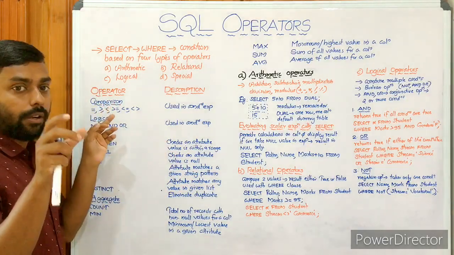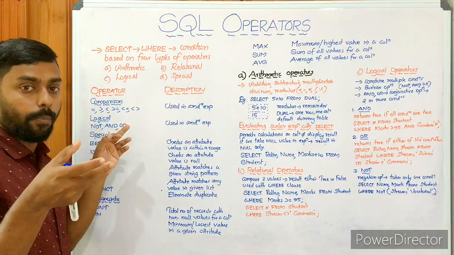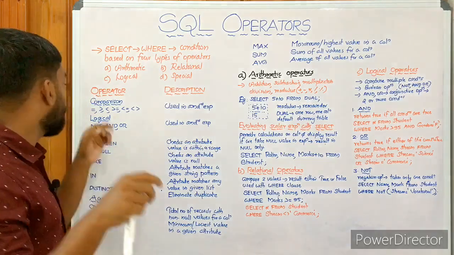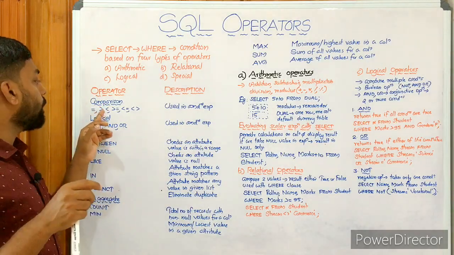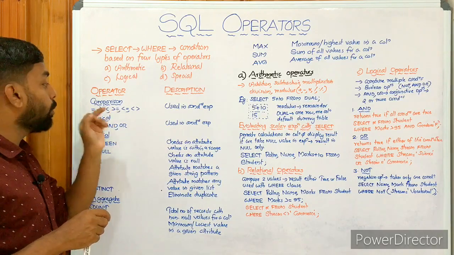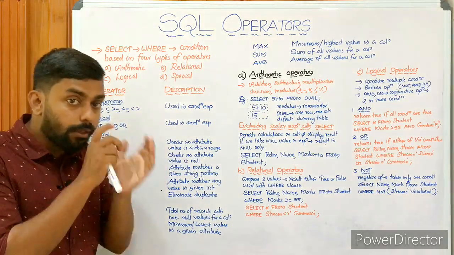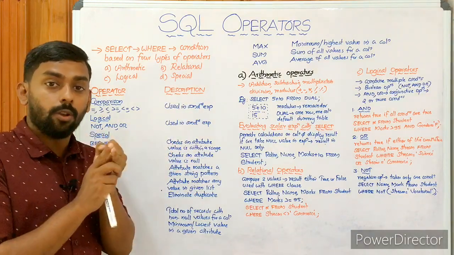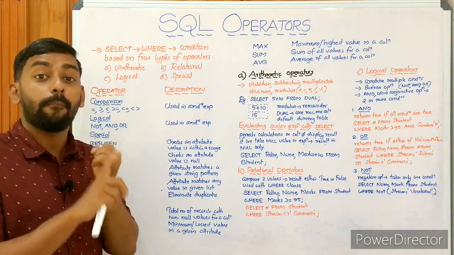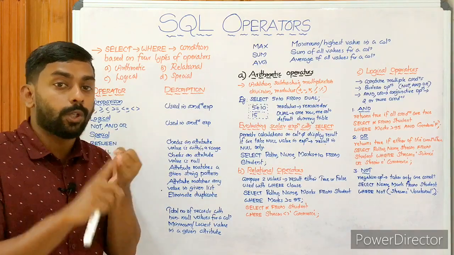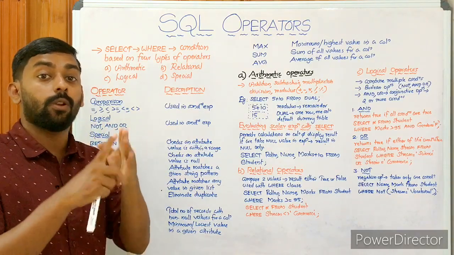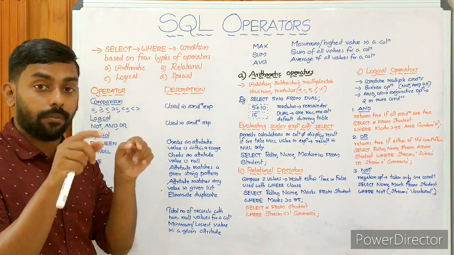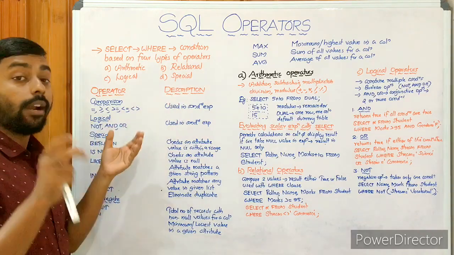We have comparison operators first, or we can say relational operators, which are used to compare two values. We have equal to, greater than, less than, greater than or equal to, less than or equal to, and not equal to. Here is the symbol of not equal to, then left shift and right shift. These are used in conditional expressions.